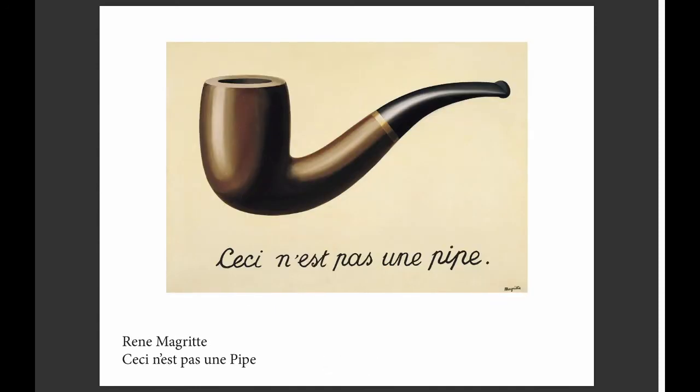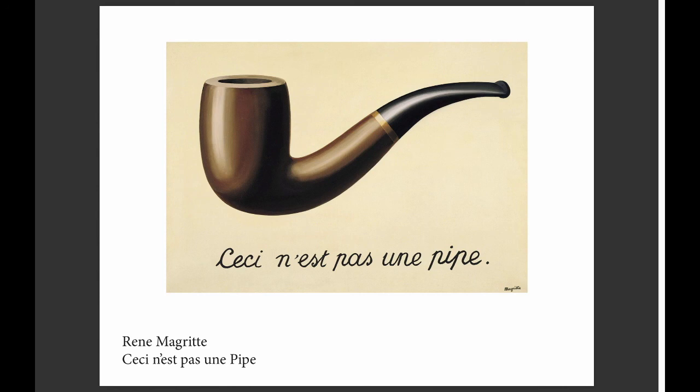René Magritte, Ceci n'est pas une pipe. This is not a pipe. Okay, what is it then? I'll let you sit uncomfortably with this for a second or two. So if this isn't a pipe, what is this? What is it trying to say?